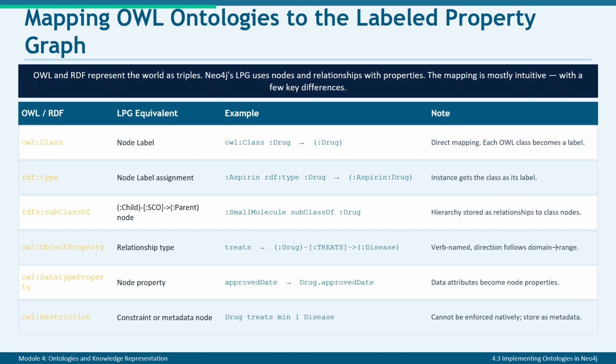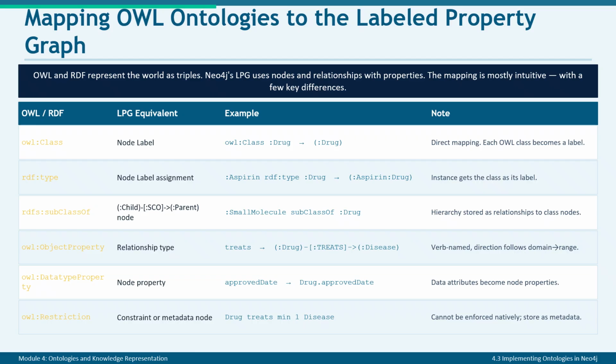Neo4j's labeled property graph represents it as nodes with labels and properties connected by typed relationships. The two models are different, but the mapping between them is mostly intuitive. An OWL class becomes a node label. The class Drug in OWL becomes the label Drug in Neo4j. Straightforward.